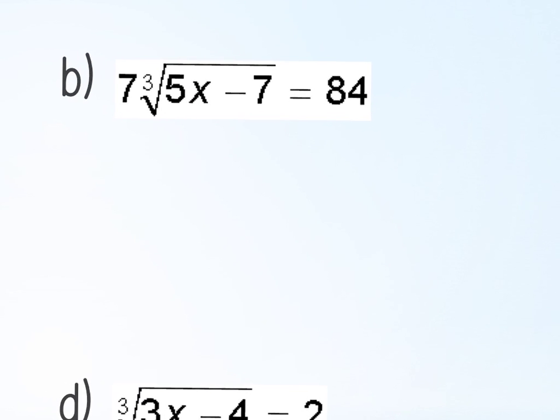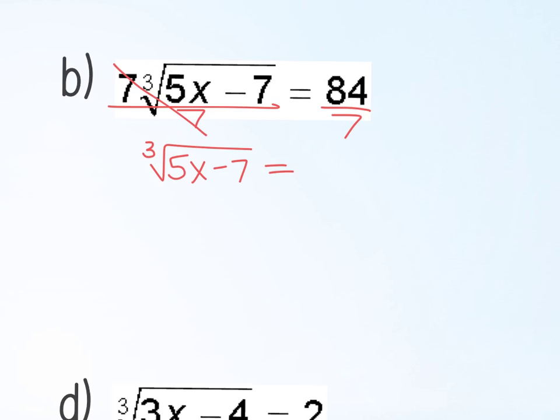All right, so now I get 7 times the cube root of 5x minus 7 equals 84. How do I isolate that cube root? Divide by 7 first. So this side, the 7 is going to cancel out. I get the cube root of 5x minus 7. And 84 divided by 7 is 12. Good.